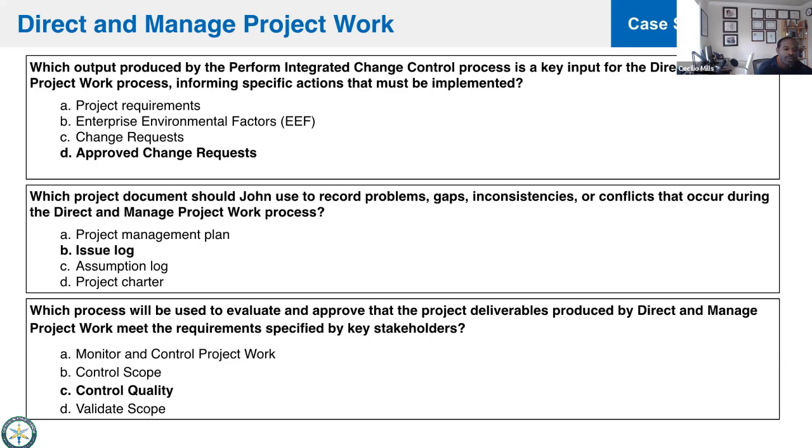So we haven't gotten to any of these processes yet. Again, you would backdoor it, because you know EEFs is not an output. Change request could be an output, right? And so could requirements. You need to know what's an input to direct and manage project work.